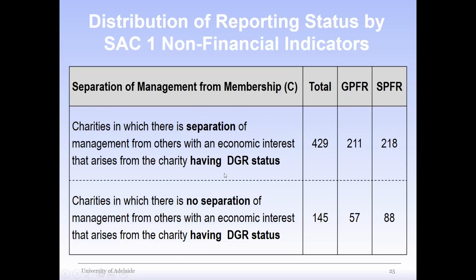This was probably one of the results that was the most, for me personally, startling. So for charities that had DGR status, so we said if they've got DGR status, that indicates there's a separation of management from others with an economic interest. There were 429. So, you know, a slim minority, 211 prepared general purpose financial reports and 218 special purpose. So more than half prepared only special purpose financial reports, when indeed donors to the charities were receiving a tax reduction, and the Commonwealth was foregoing revenue.